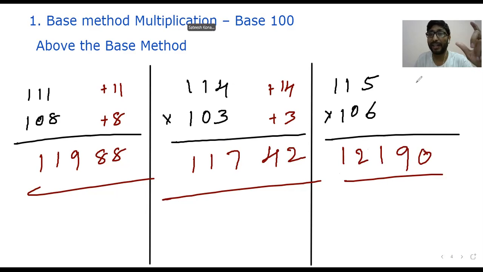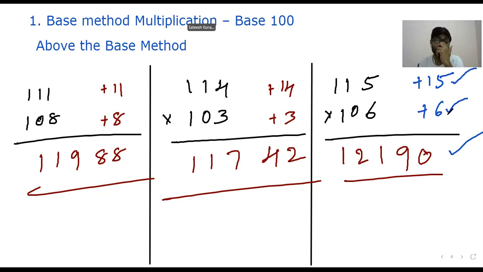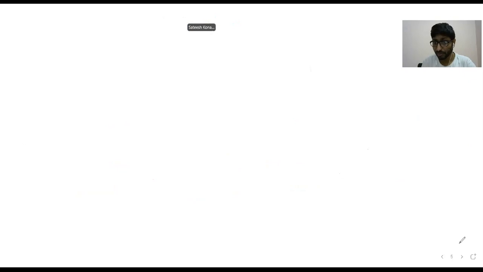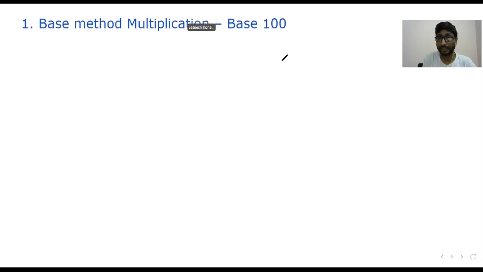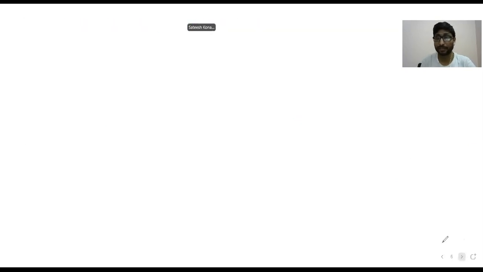150 is nothing but 100 plus 15. 100 plus 6, 15 plus 6 is 21. 115 plus 6, 121 is the answer. I hope you understand. Without imagining the numbers here, you are writing the answer here. Got it? So this is the method of doing the base method.